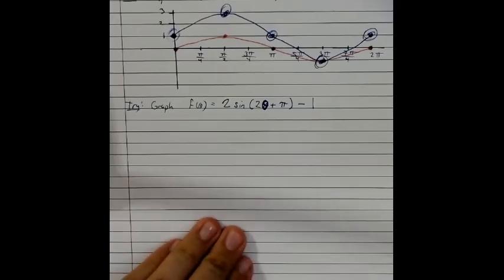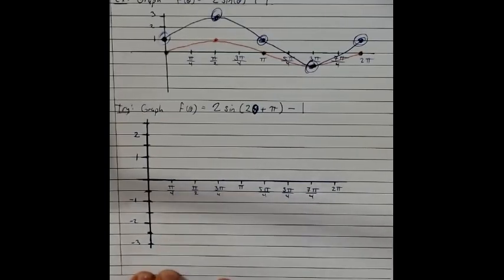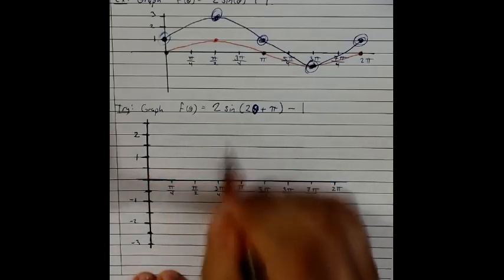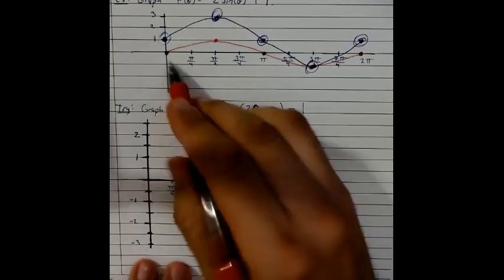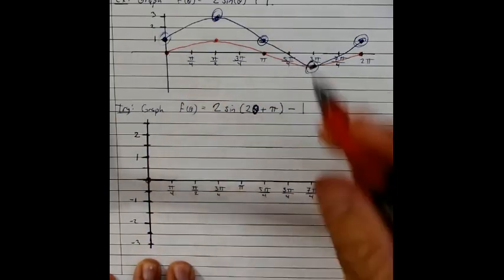All right, so let's take a look. Let's start off by graphing just the basic sine function with no modifications, just f of theta equals sine of theta. And, well, we're going to start at the origin.